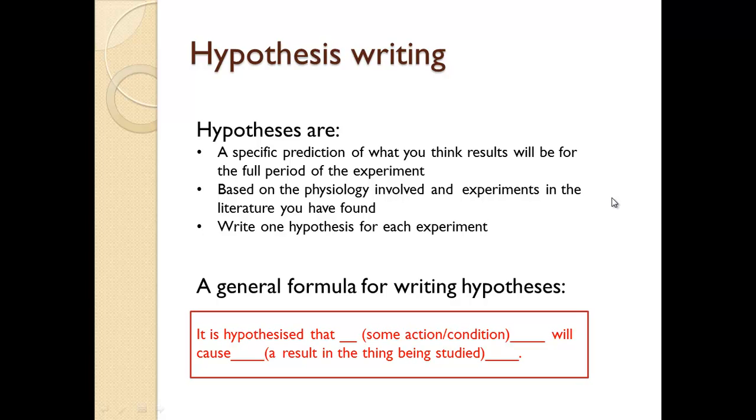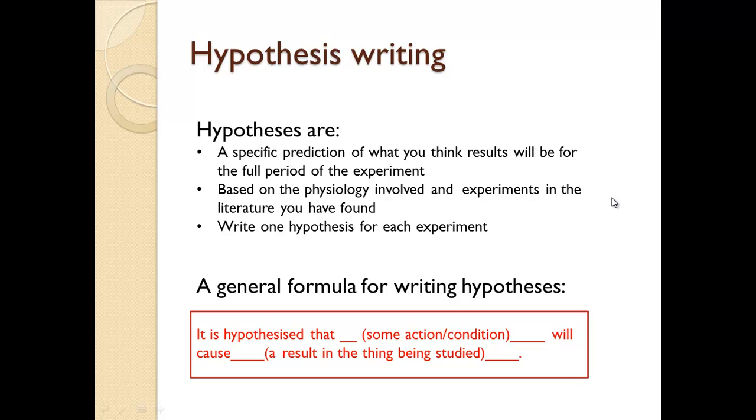A hypothesis is a specific prediction of what you think results will be for the full period of the experiment. I'm emphasizing full period of the experiment here because, for example, in the experiment where you lay down and then stand up and measure the changes in heart rate, it's not sufficient to only make a hypothesis about the change in heart rate from laying down to standing up immediately. You need to predict what will happen once you stand there for a while.